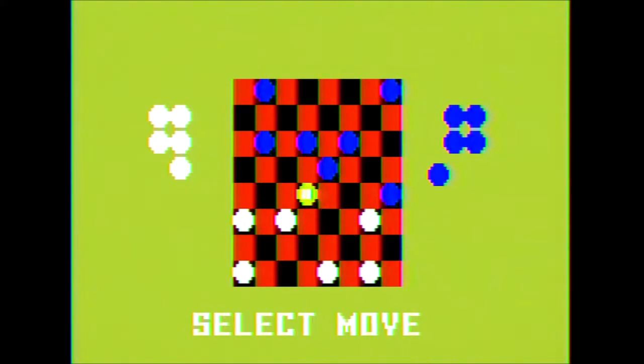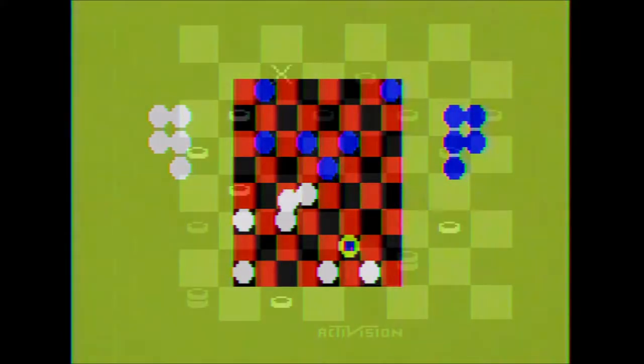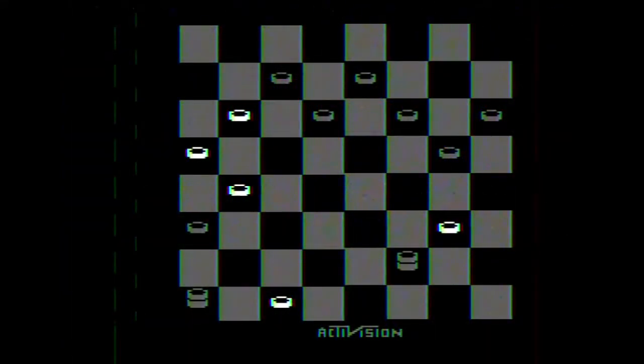Which brings us to our pair of VCS checkers releases. According to an interview with Al Bakil, Alan Miller's Activision released version originally started off as a 3D game that would use red-blue glasses to reduce its effect. This didn't work out for 2 reasons.